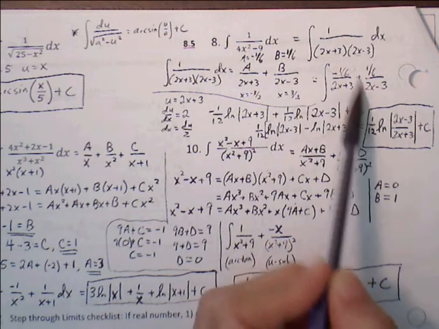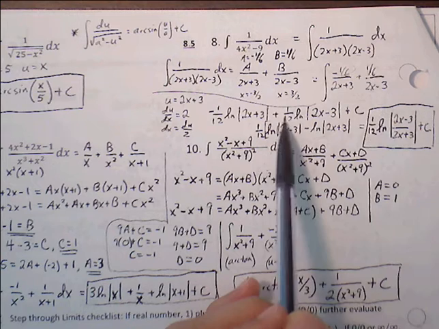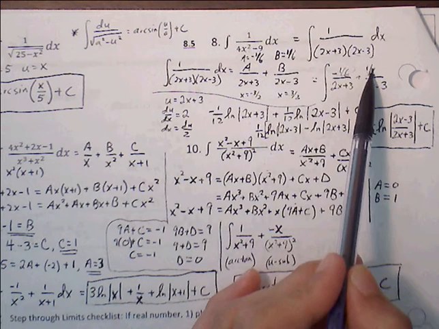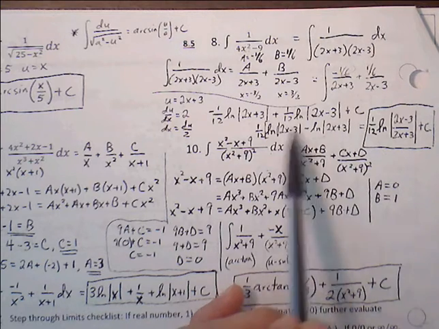And then here, same idea, our u value is 2x minus 3, which will also produce a coefficient of 1/2. 1/2 times 1/6 is also 1/12. So 1/12 integral of 1 over u will be 1/12 natural log of u plus c.